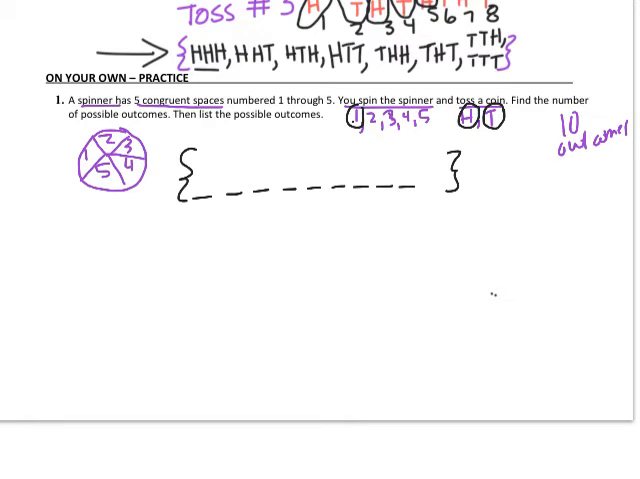1, 2, 3, 4, 5, 6, 7, 8, 9, 10. There should be 10 of them in the sample space. I'll just give you a hint for the first one: 1 heads, 1 tails. Okay, so those are 2 of them. I think that can give you enough information to finish that sample space up. Let's go ahead and take a look at the next page.